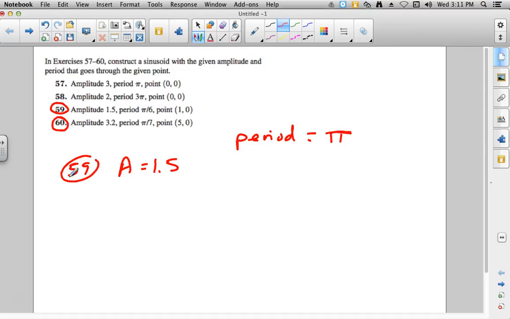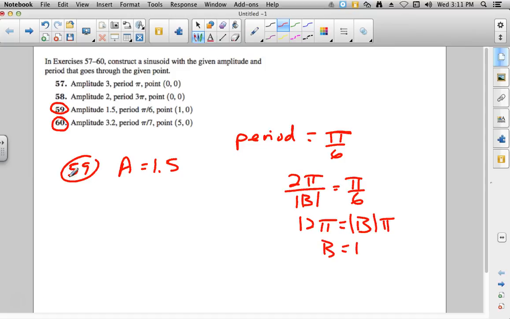as pi over 6. Now, what that helps us figure out is what the value of b is, because 2 pi divided by the absolute value of b has to be pi over 6. We can do some really quick cross multiplying here and see that b has to be 12. So now we have another missing piece in our puzzle here. And then lastly, it says that this needs to go through the point (1, 0).